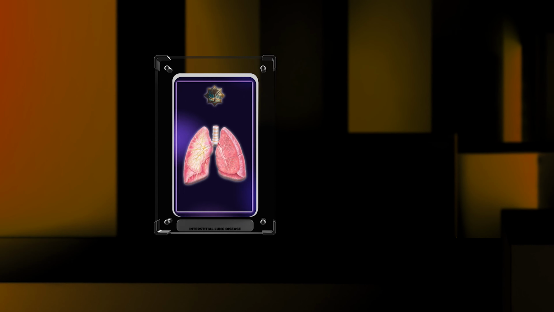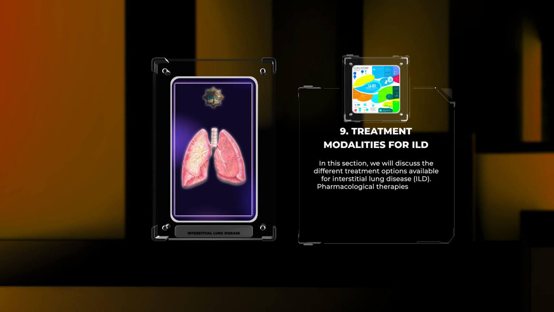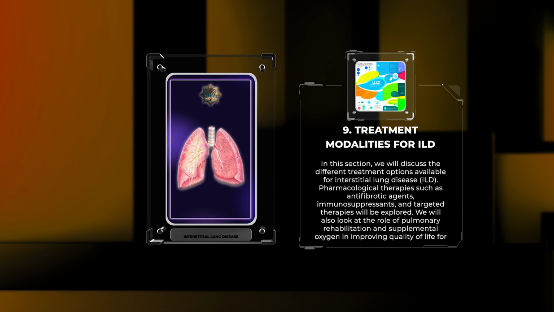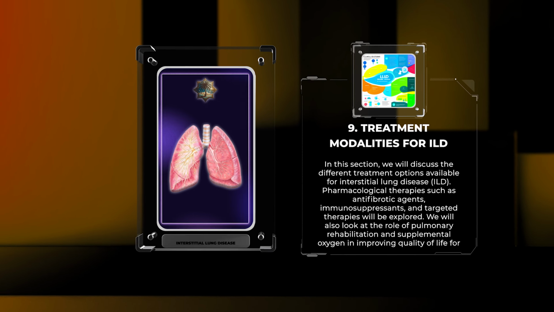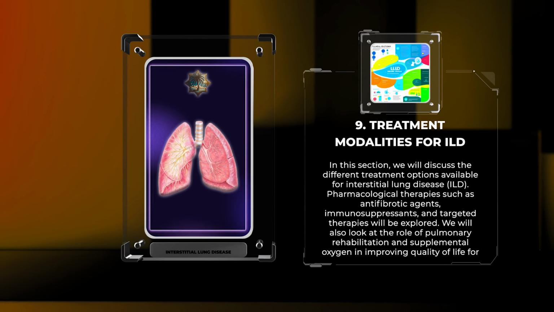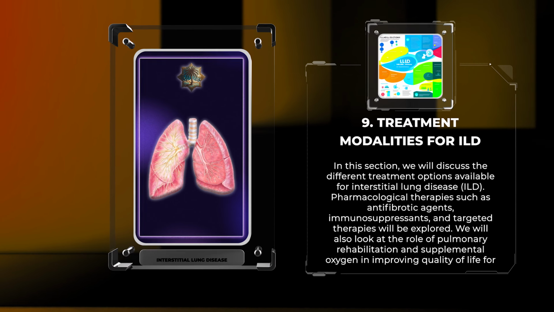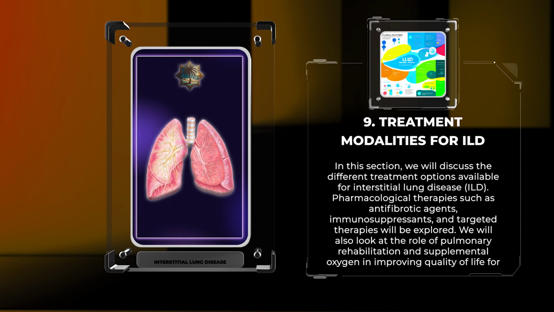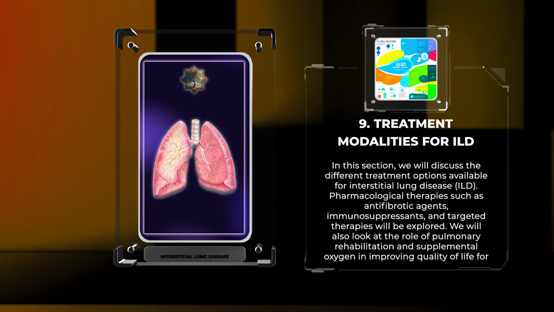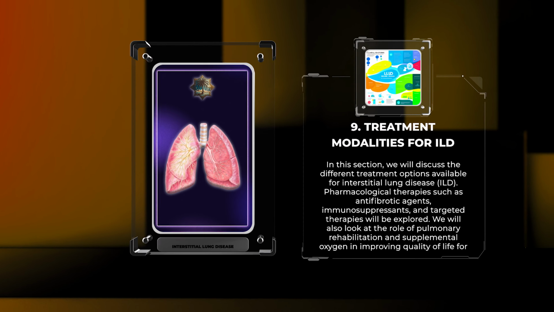In this section, we will discuss the different treatment options available for interstitial lung disease, ILD. Pharmacological therapies such as antifibrotic agents, immunosuppressants, and targeted therapies will be explored. We will also look at the role of pulmonary rehabilitation and supplemental oxygen in improving quality of life for ILD patients.